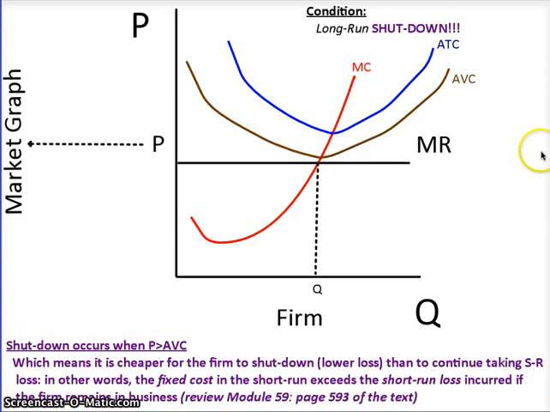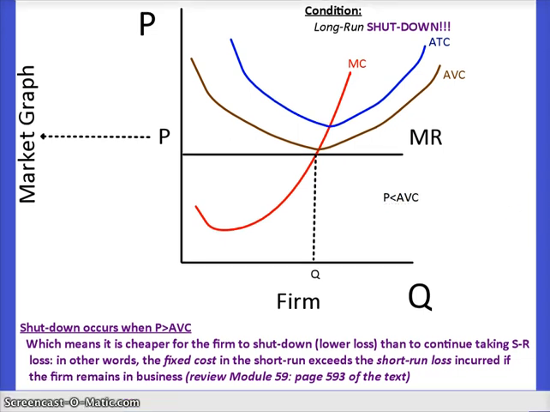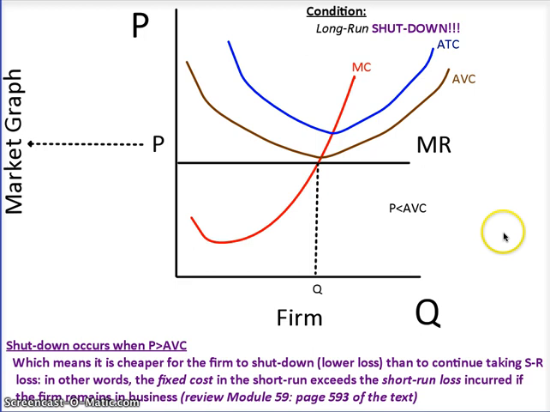The last condition is shutdown. Now the big deal with shutdown is we need to know that when price is less than AVC, average variable cost, we're going to actually shut down. Why is that? Well, if you assess a short run condition, let's say I'm going to take a $50 loss if I stay in business and incur a loss. However, my fixed costs are only $20. Well, if I shut down, I have to pay my fixed cost, which is $20, whereas if I stay in business, it's $50. So it's cheaper to shut down.